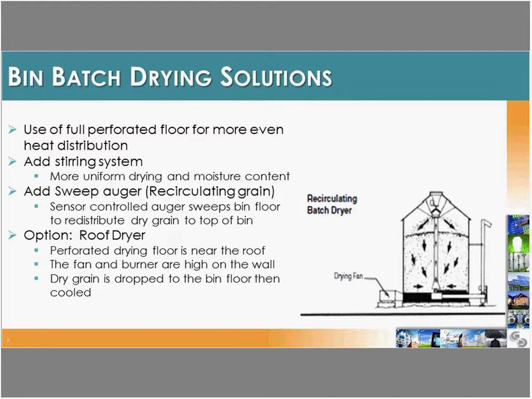An option is also to have a roof dryer, which is really similar to this, with the perforated drying floor near the roof of the dryer, where you'll have the fan and the burner high on the wall. Once that grain is dried, it drops down to the bottom of that bin.